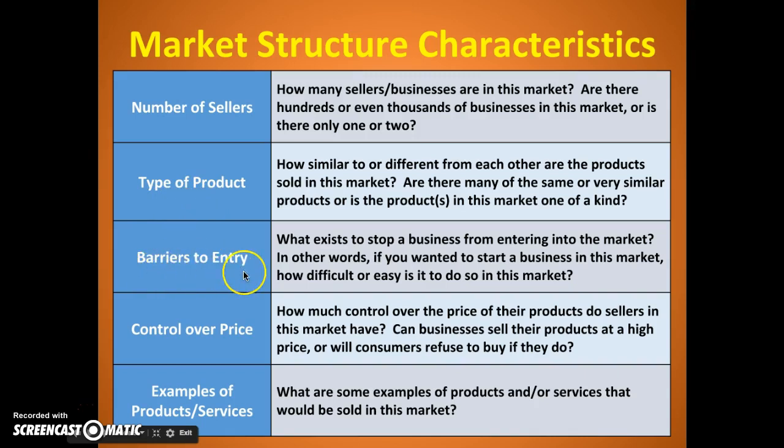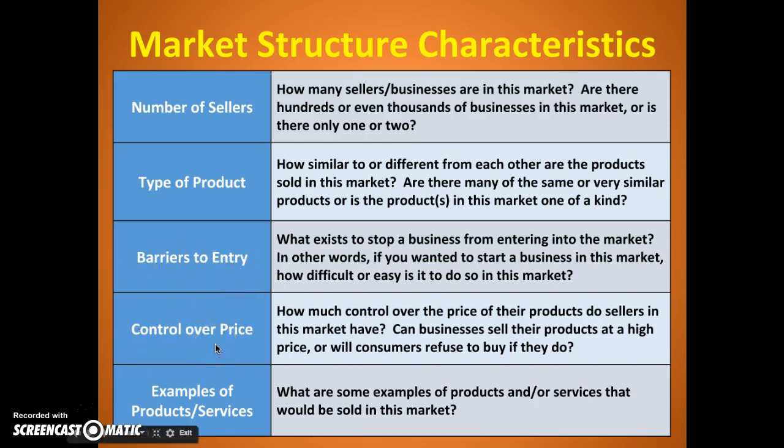Barriers to entry is the third one, and this simply means if you wanted to start a business in this market and you wanted to compete and succeed, how easy or difficult would it be for you to do that? In other words, what barriers would you face to enter that market and succeed? In some instances, it's very easy to join a market. In other instances, there are even legal things that keep new businesses from starting. So that's the third characteristic.